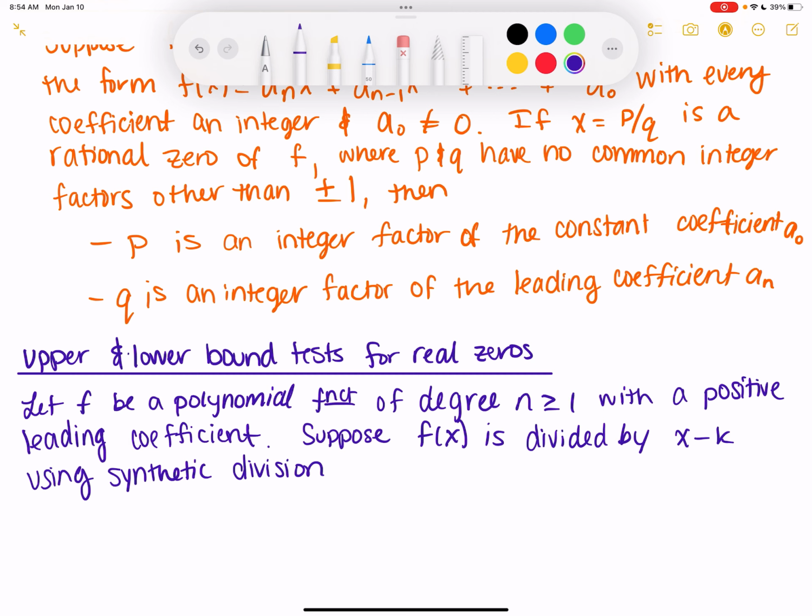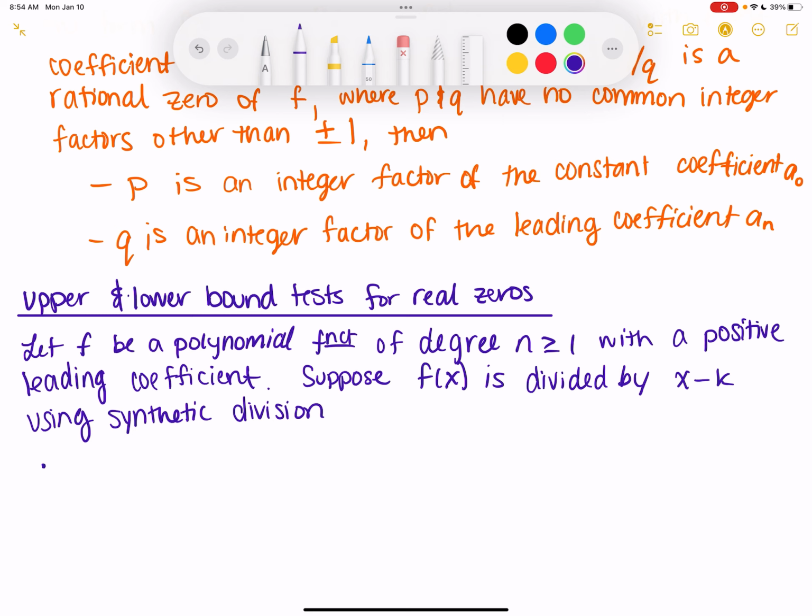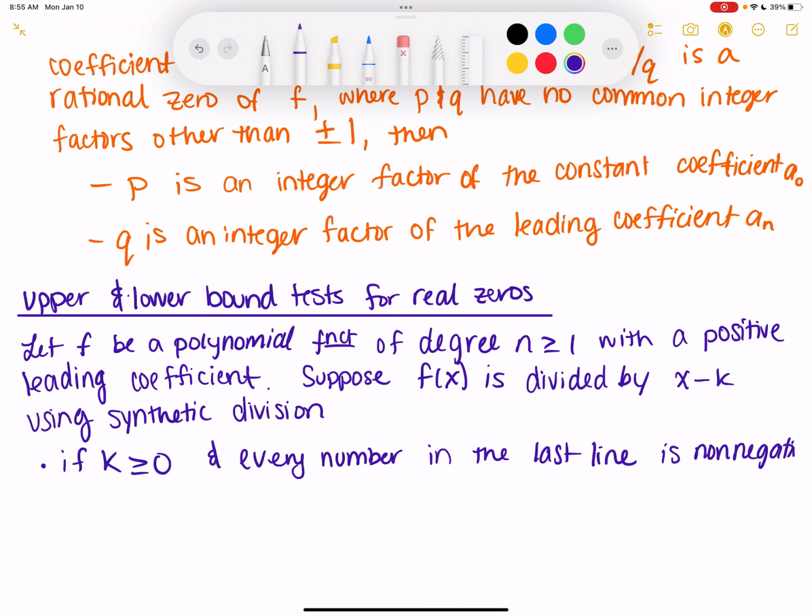Okay, and I'm going to do a refresher of synthetic division in a minute as well. Then the first thing, if k is greater than or equal to 0 and every number in the last line is non-negative, positive or 0, okay, then k is an upper bound for the real zeros of f.